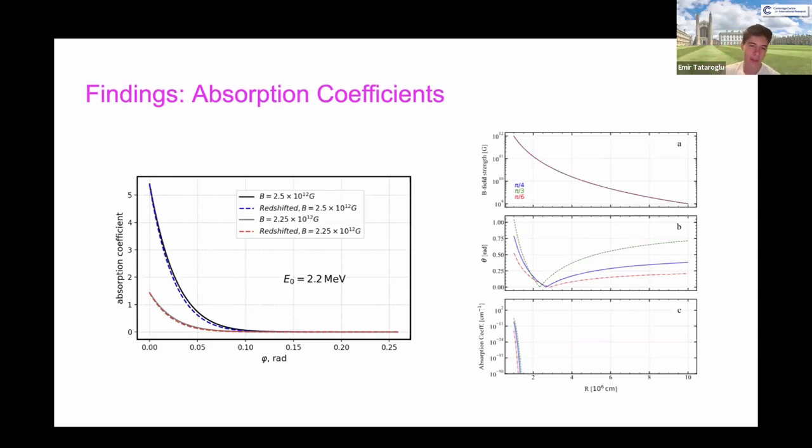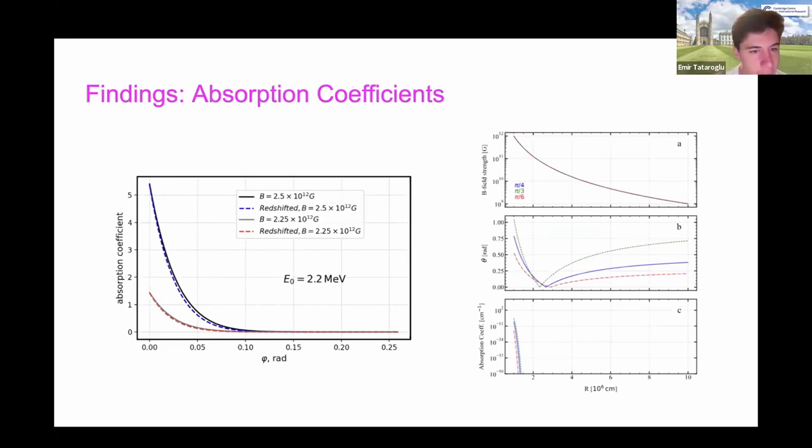So what we can see is that as the photon gets further and further along the trajectory, the absorption coefficient drops off rapidly. And of course, we have two different magnetic fields, so you can see that a change in magnetic field by approximately 0.25 times 10 to the power of 12 Gauss, which is the unit of magnetic field, gives a huge decrease in absorption coefficient.